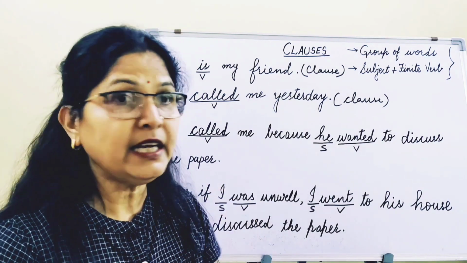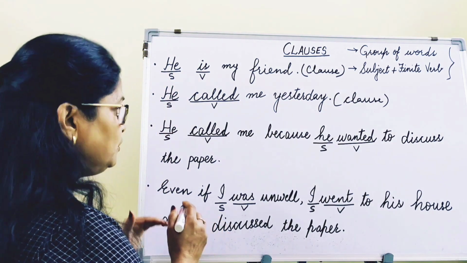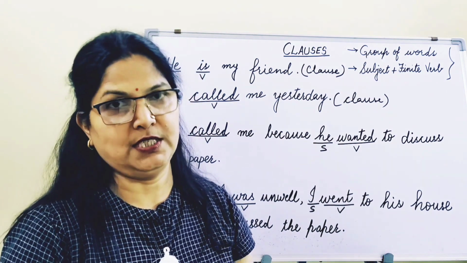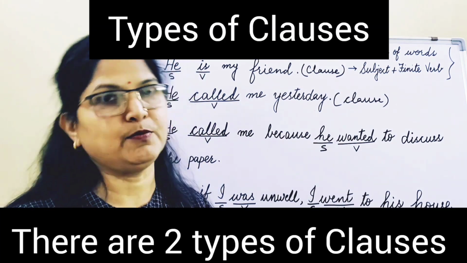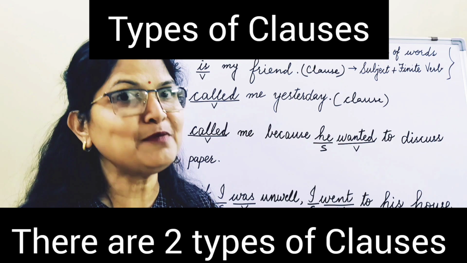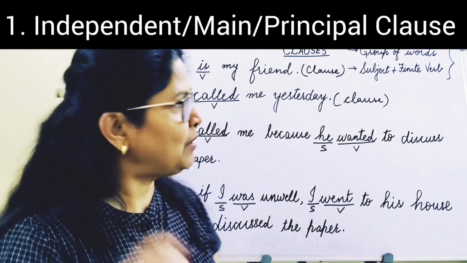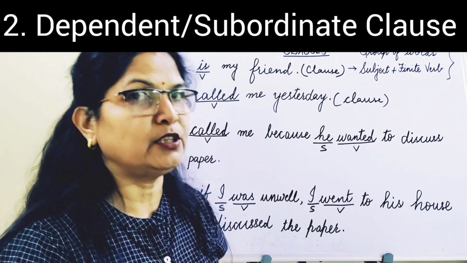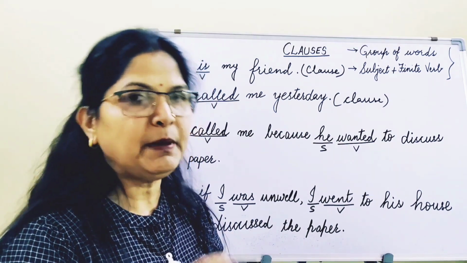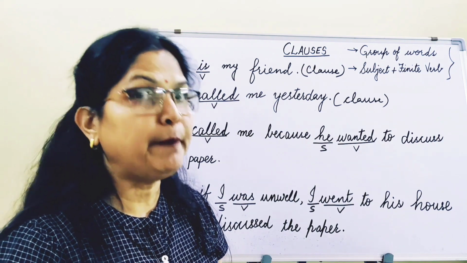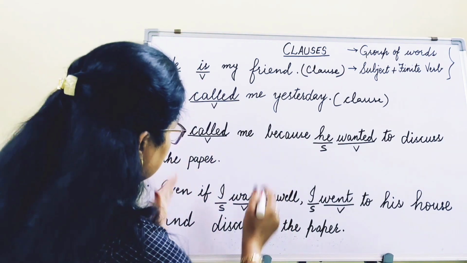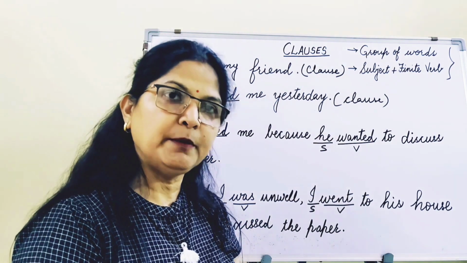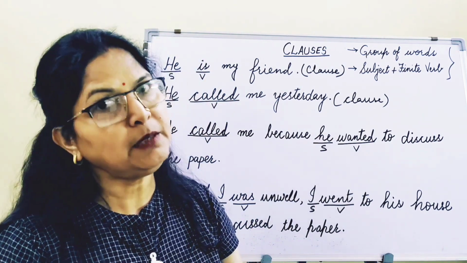Two clauses. Okay. So now you have to understand how many types of clauses there are. There are 2 types of clauses. Number 1, independent clause, and number 2, dependent clause. I repeat, independent clause and dependent clause. So with the same examples, you are going to understand which is an independent clause and which is a dependent clause.